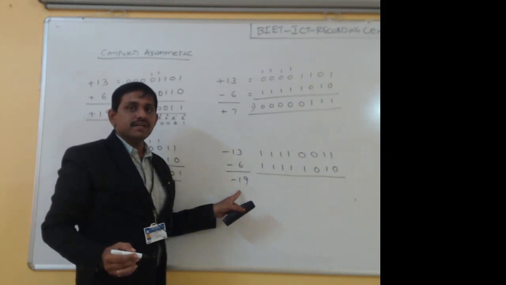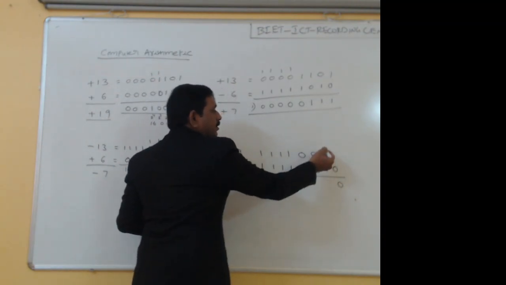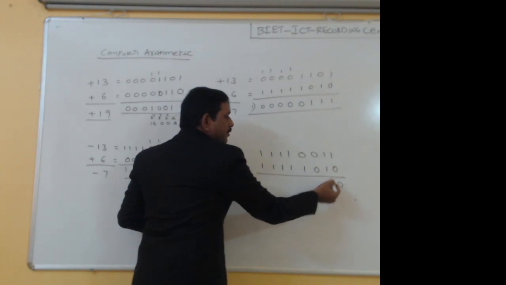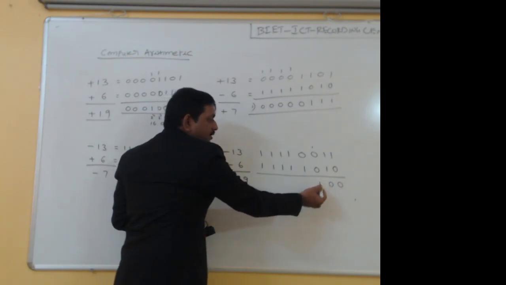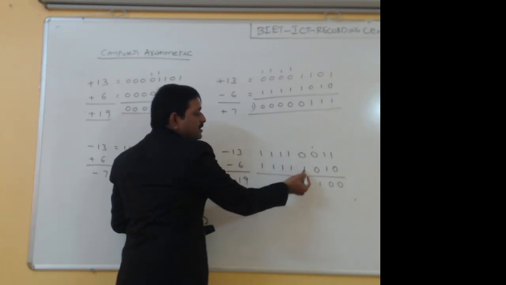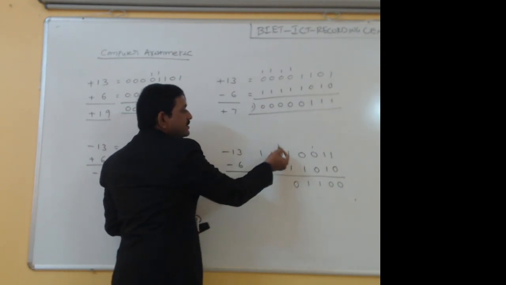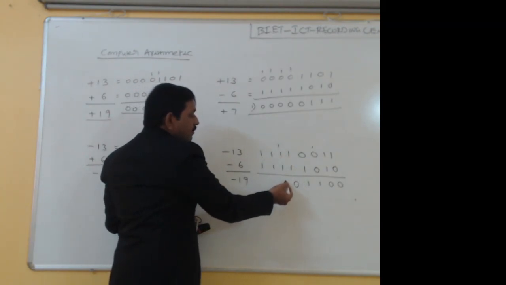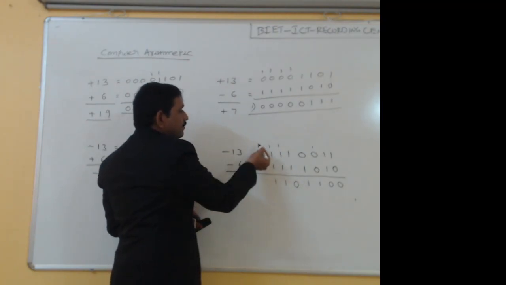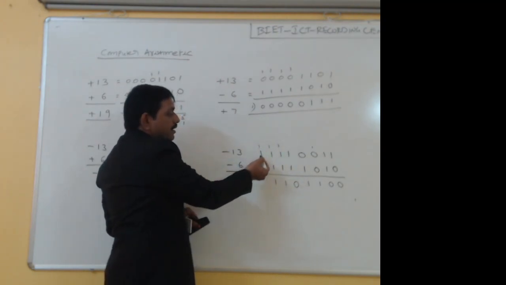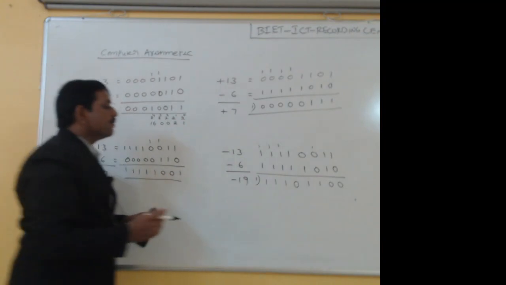By adding minus 13 and minus 6, we can get minus 19. That is 1 plus 0, 0, 1 plus 1, 0, carry is forwarded here. Again 1 plus 0 plus 0, 1, 0, 0 plus 1, 1. Next 1 plus 1, 0, carry is forwarded here. Triple 1, 1, 1. Again 1, 1, 1, 1, 1. Again triple 1, 1, 1, 1, 1, carry is forwarded here. This value is equivalent to minus 19.